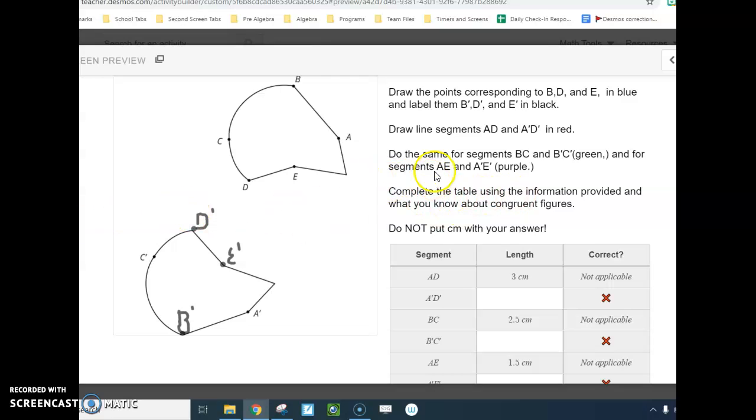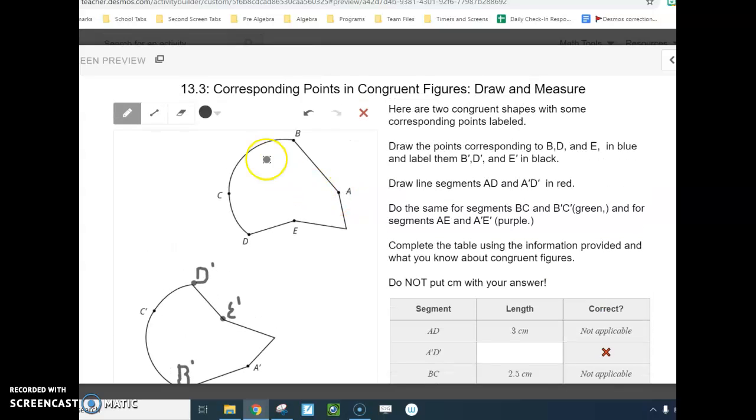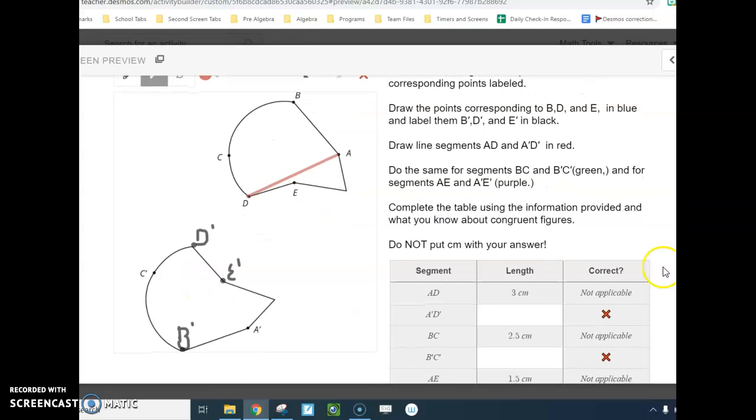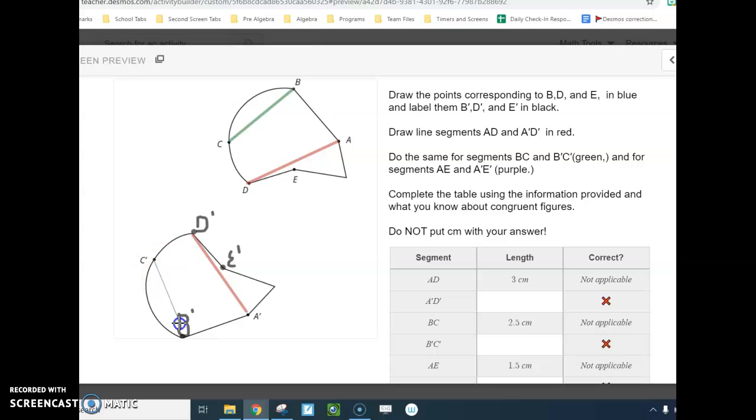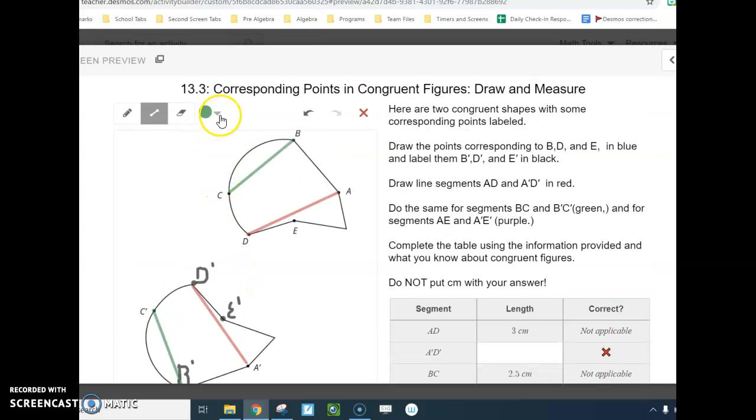All right, then it wants me to draw line segments AD and AD prime in red. So I'm going to go back here, and I'm going to go from A to D. So I'm just going to connect a line segment here. And then I'm going to do the same thing on the other side, but this time I'm going to go from A prime to D prime. All right, then it wants me to do green now for BC and B prime, C prime. So I'm going to connect these points here, and then come down here and connect these points here. And last but not least, they want me to use purple, my favorite color, and we're going to go from A to E and from A prime to E prime.